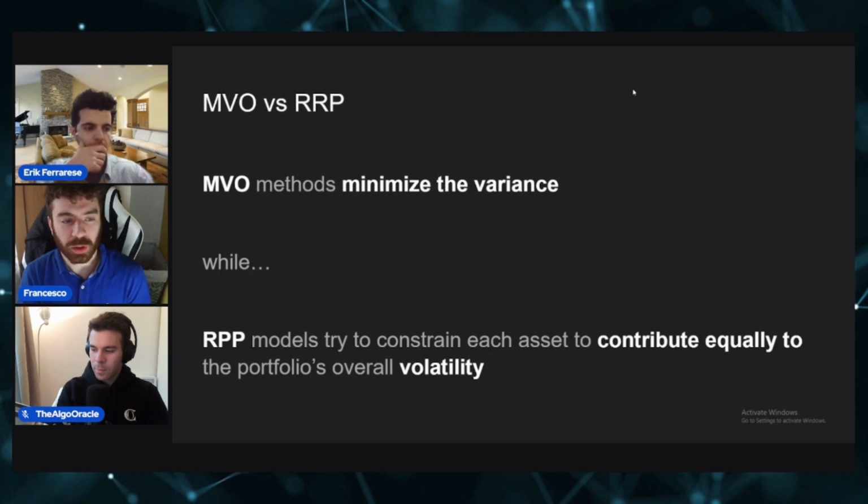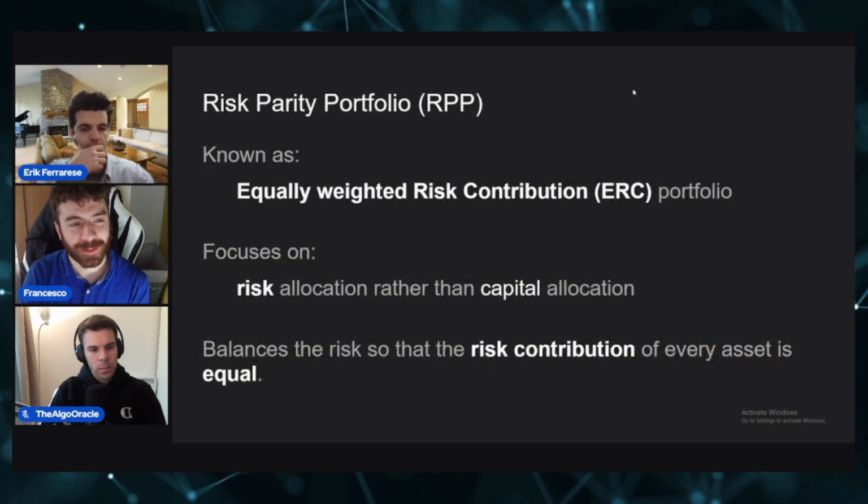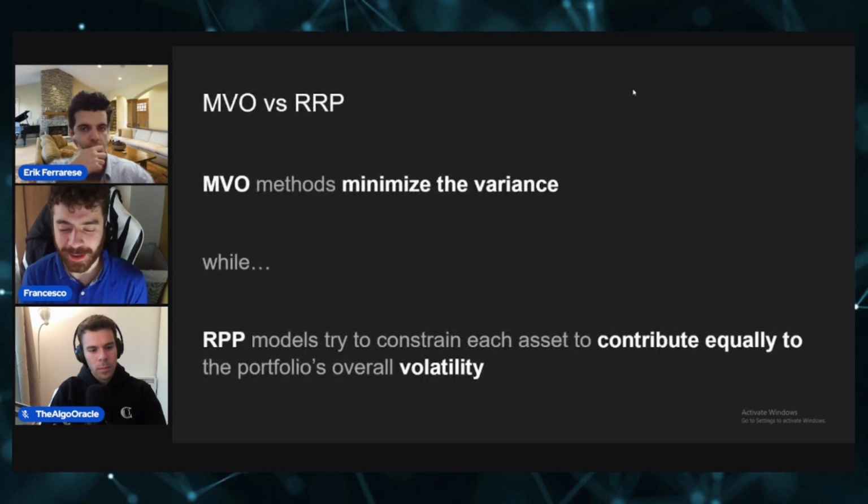So to compare between the two, in modern portfolio theory, or mean variance optimization, the aim is to minimize the variance, so the diversification of the portfolio and the correlation between the different assets, while the risk parity portfolio tries to choose the assets that contribute equally to the overall volatility of the portfolio.